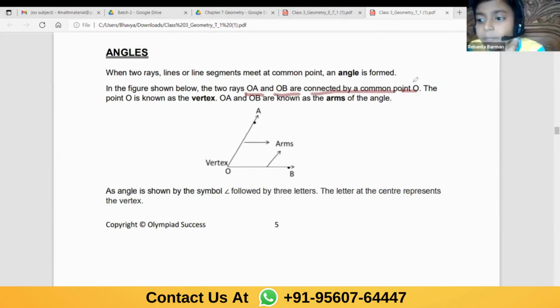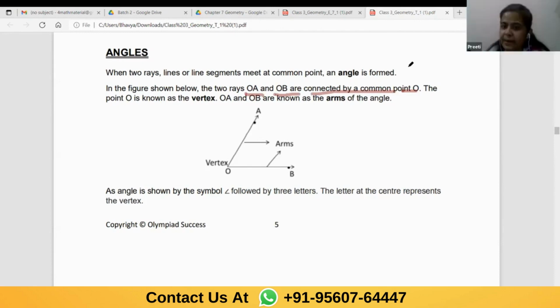So ma'am, we can't say BO? You can say BO, you can say AO, that's fine. Again, O only remains the common thing. But it will never come as OAB or OBA. It will only come as BOA or AOB.